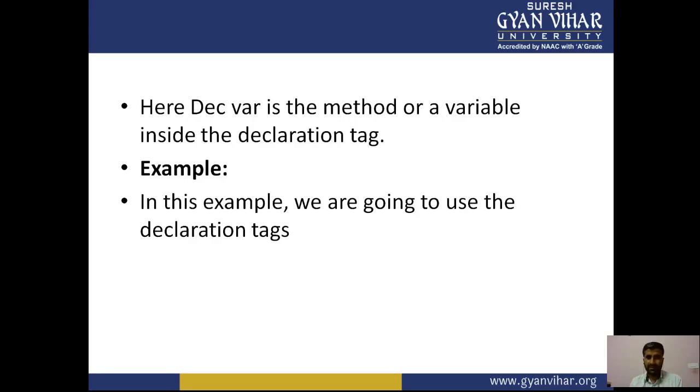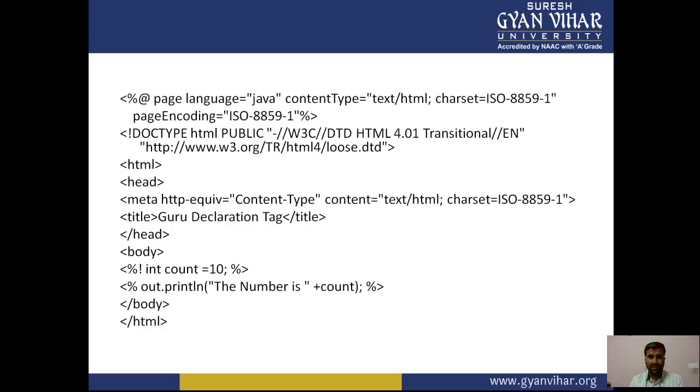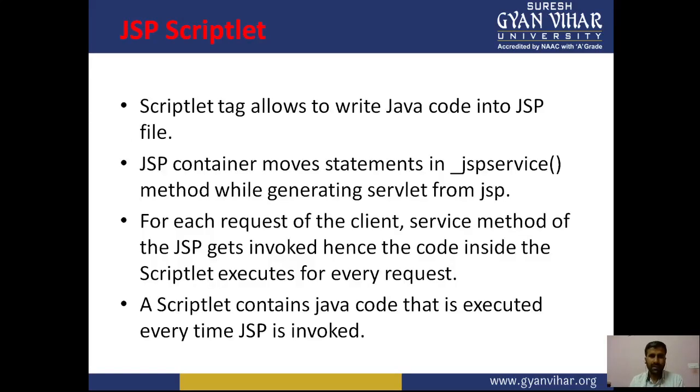For example, in this example we are going to use the declaration tag. In this program, inside the declaration tag we have declared integer count is equal to 10. With the help of the scriptlet tag we want to print, so with out.println we can print the number is count. So here the output is 10, because initially we declared 10 over here. Now the second one is the scriptlet tag.